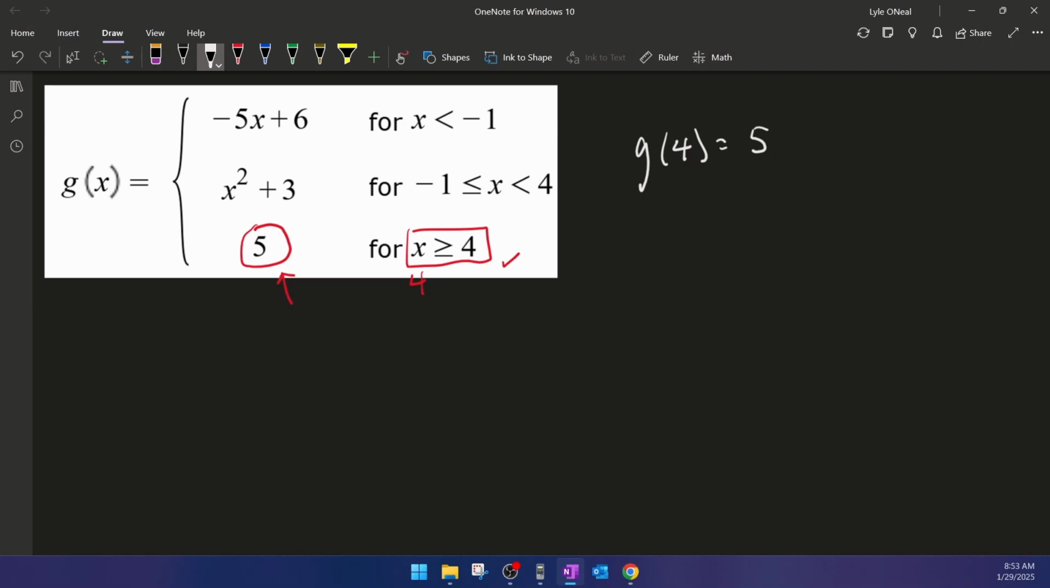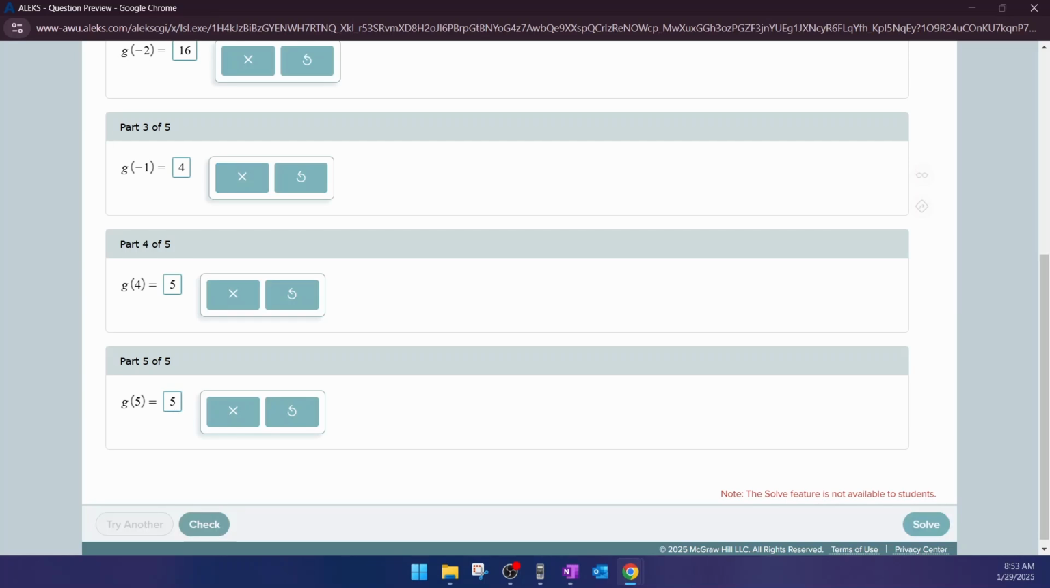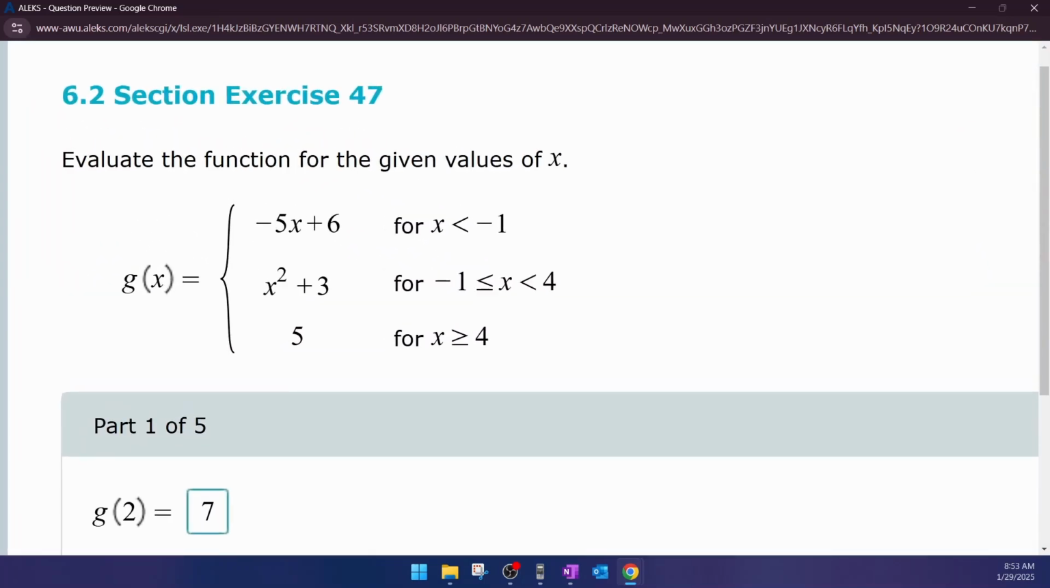Let me explain why. Notice that the piecewise function says for any x greater than or equal to 4, your y is going to be 5. So since 5 is greater than or equal to 4, then our y is going to be 5. And now all we need to do is click check and see if we're right. And we are. And so that's going to do it for this problem.